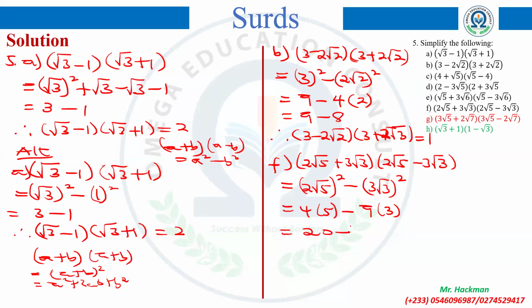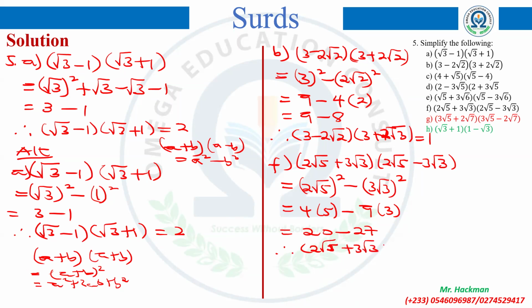20 minus 27. Okay, so our last step obviously will be when we find a difference, so we can draw our conclusion at that point. My professors, are you with me? Yes, please. Very good.